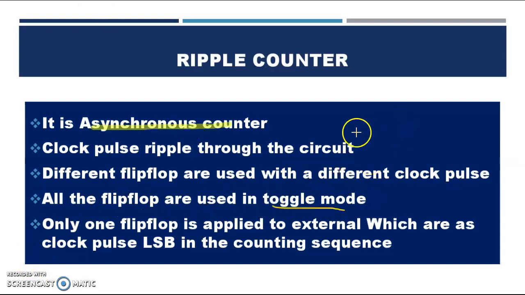Toggle mode is nothing but changing the output from 0 to 1 or 1 to 0, which means when it is in the 0 state there is no toggle, but when it is in the 1 state it is toggled, and again when it is 0 it comes under the state like this. In this ripple counter, only one flip-flop is applied to the external clock pulse, which is the LSB in the counting sequence.